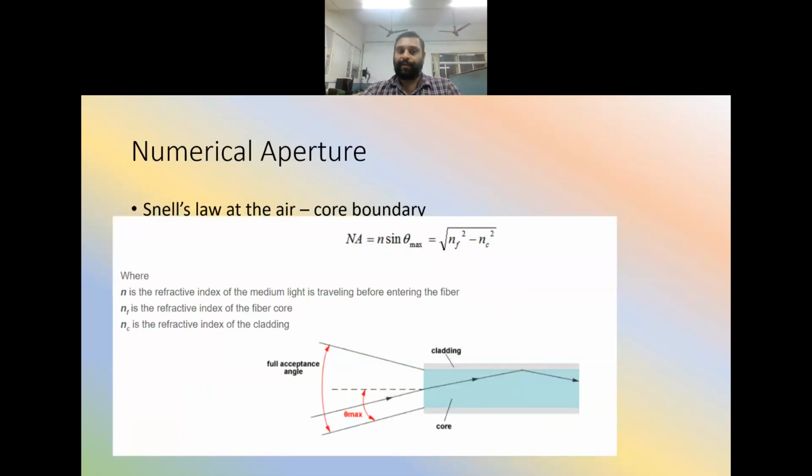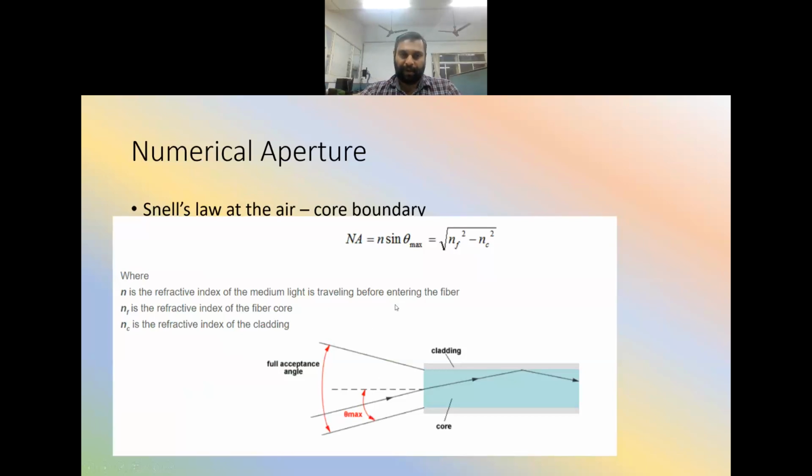Another parameter which is important is the numerical aperture. The numerical aperture gives a measure of the light gathering capacity of the optical fiber. It is represented as NA and it is equal to n sin theta max, which is the square root of the difference between the squares of the refractive indices of the core and cladding, that is, the square root of nf square minus nc square.